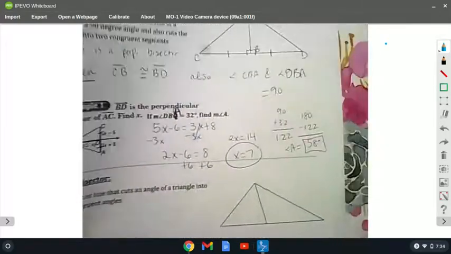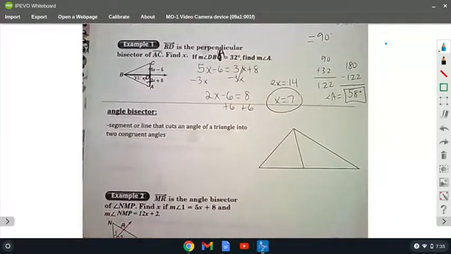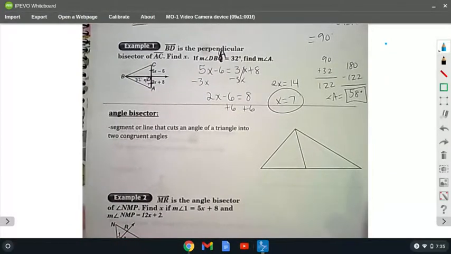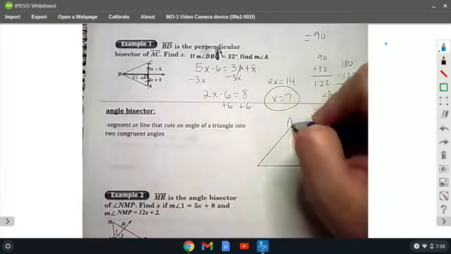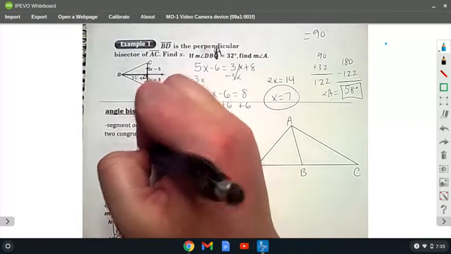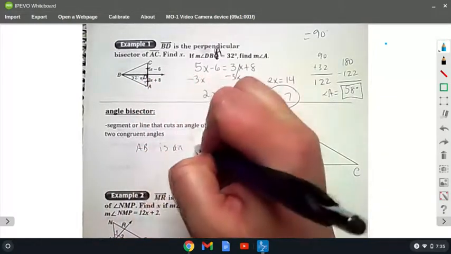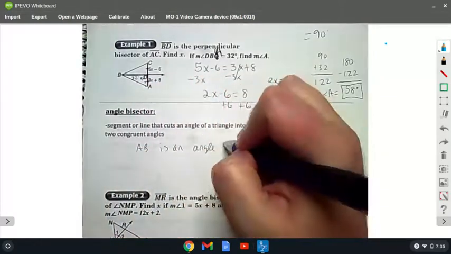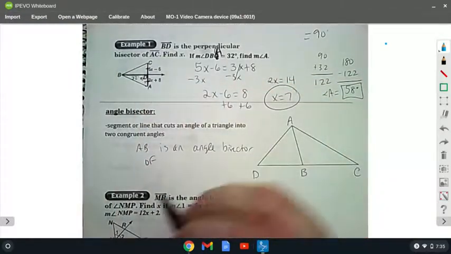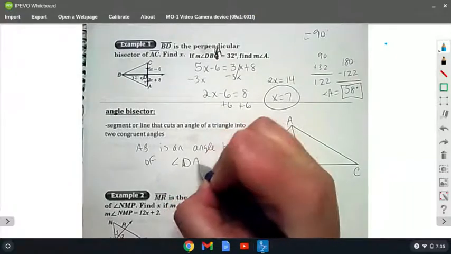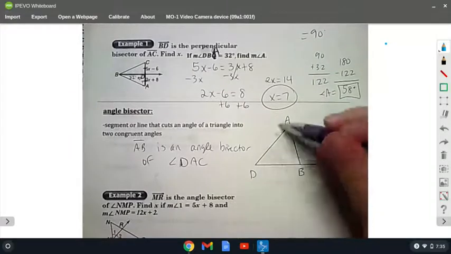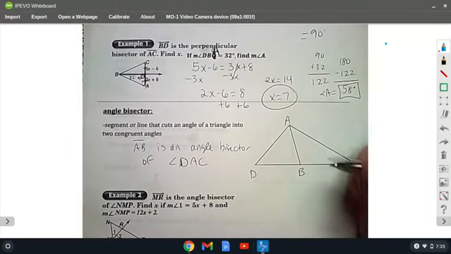Moving on to angle bisector. An angle bisector is a segment or a line that cuts an angle of a triangle into two congruent angles. So if I call this ABDC, AB is an angle bisector of angle DAC. So AB is bisecting angle DAC, which means it's cutting that angle in half.